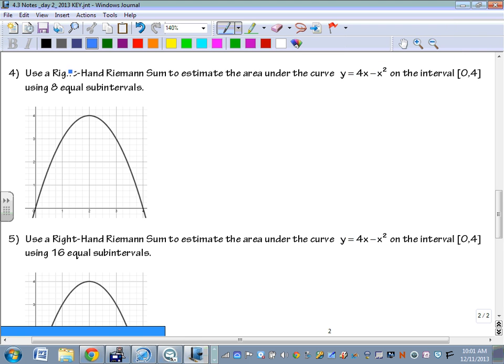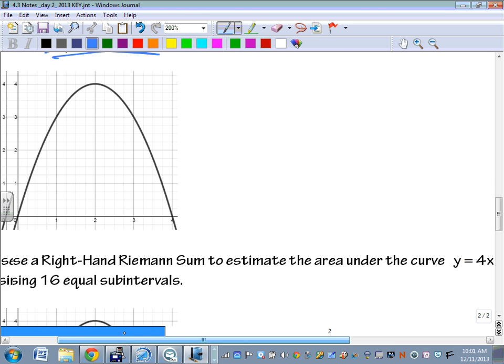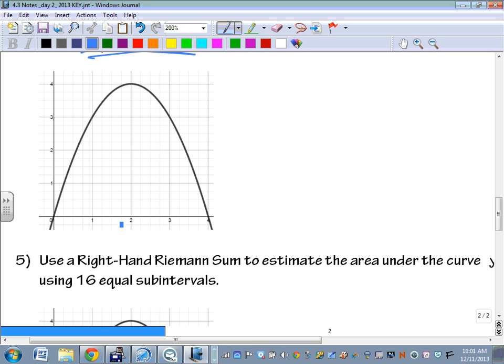We want to find the right-hand Riemann sum using 8 subintervals. So remember, we're going from 0 to 4. Now, instead of having a base of 1 like the last ones, each rectangle is going to have a base of 1/2. Each one of these rectangles that we're going to create has a base of 1/2. I won't write it out for every one of them, but each one's 1/2.